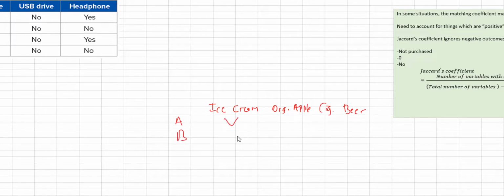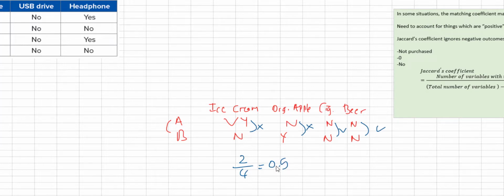Customer A buys ice cream, so it's a yes, and the others are no. Customer B buys only organic apples. So when you calculate the matching coefficient between customers A and B, here we don't have a match, here we don't have a match, here we have a match, and here we have a match. So you're going to end up saying 2 over 4, which is 0.5. These 2 customers each buy only one product, one of them ice cream and the other organic apples, which may indicate that these 2 consumers are not similar.